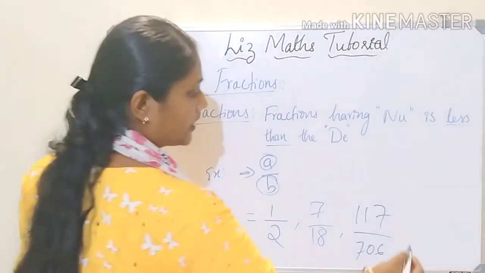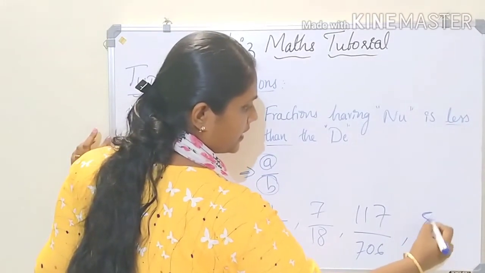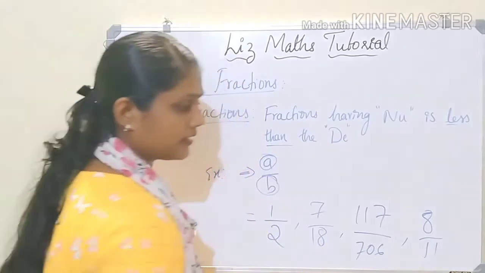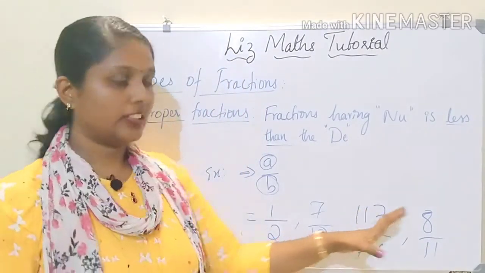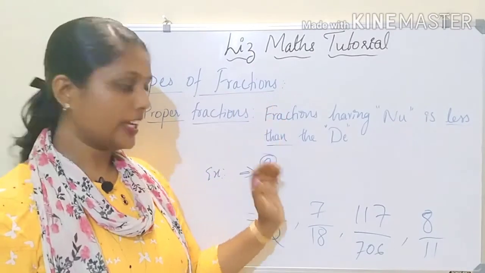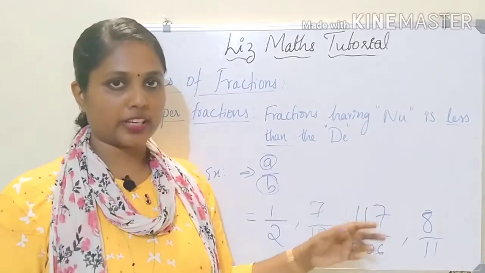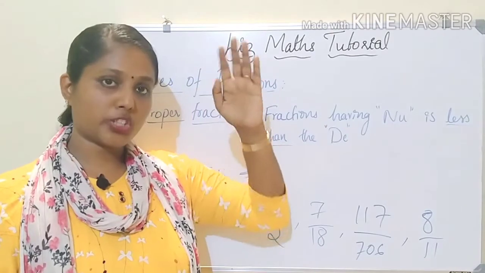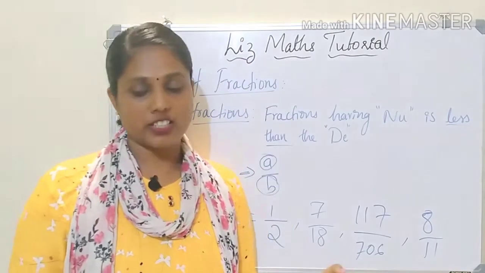Isn't it? Okay. Anything, 8 divided by 11. These all are examples of a proper fraction. Okay. I hope you understood what a proper fraction is. Keep that in your mind: the numerator should be less than the denominator.